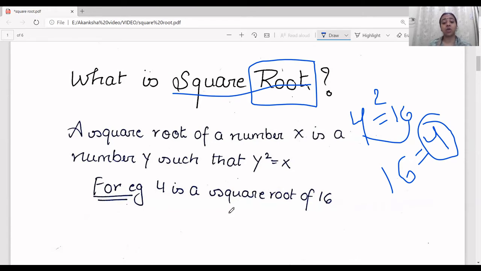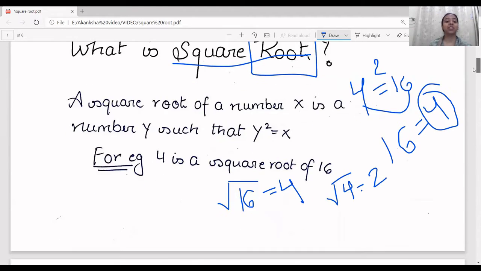How do you represent square root? You represent it by this symbol. This is how you write it when somebody wants to find the square root of 16, and the square root of 16 is 4. Similarly, when you want to find the square root of 4, this is how you will write it, and the answer will be 2, because 2 into 2 gives 4. So the square root of 4 is 2. This is how you find square root.